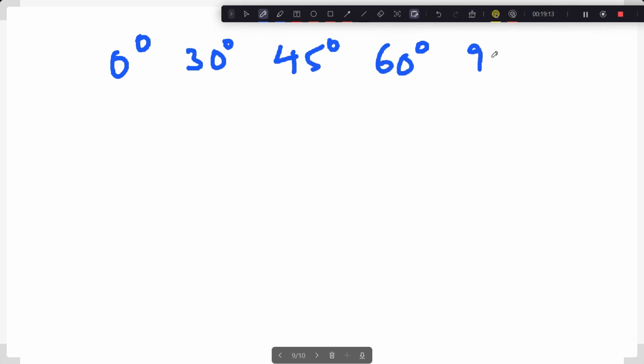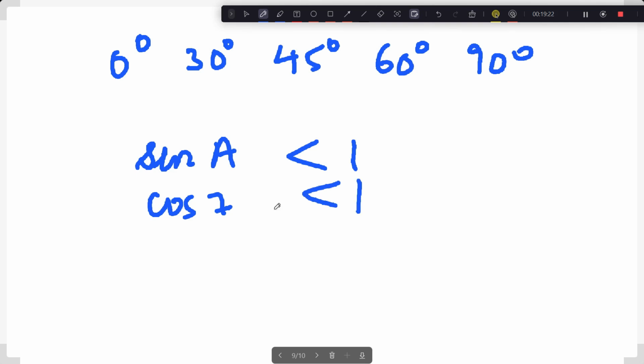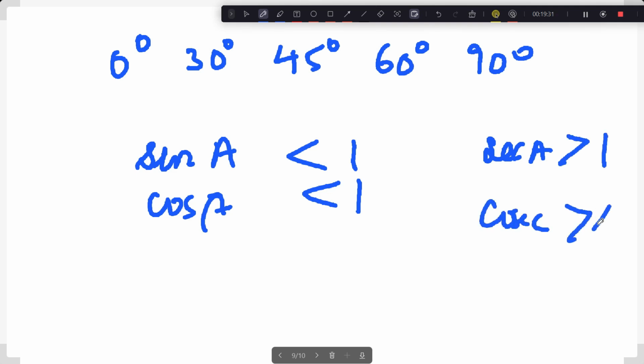If one of the trigonometric ratios of an acute angle is known, the remaining trigonometric ratios of the angle can be easily determined. We have found out the trigonometric ratio for all of these. One thing to note, that the value of sin A or cos A is always less than 1, whereas the value of sec A is always greater than 1. Cosec A is always greater than 1. Then the main things, the trigonometric identities: sin square A plus cos square A is equal to 1.